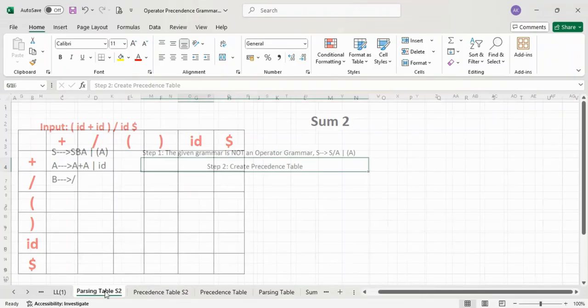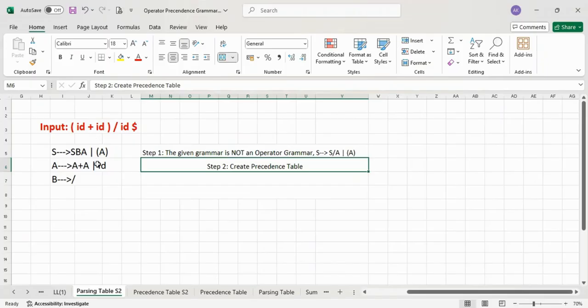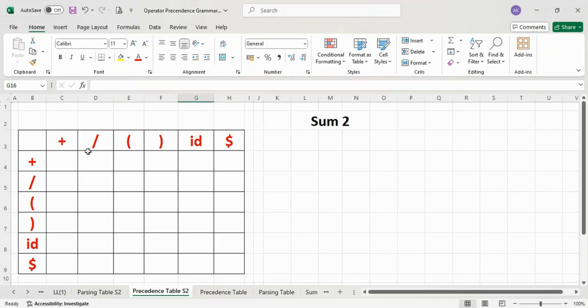If you observe the given grammar, the terminals which are used in the given grammar are plus sign, division sign, opening bracket, closing bracket, and ID. So I will add all those in my rows and column: plus, divide, opening bracket, closing bracket, ID. And we add one more column for dollar. Whatever values are there in my column, the same values will be copied in my row. Now using the rules of precedence, we will fill this particular table.